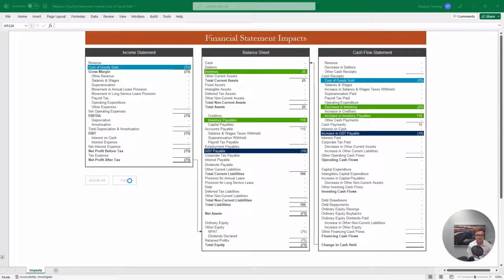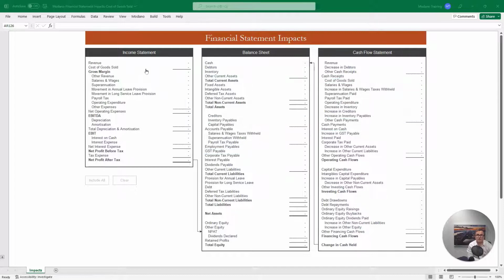However, for the purposes of this video, when we're analysing the impacts of cost of goods sold within a 3-way financial model, we would expect to see cost of goods sold hitting the income statement and the cash flow statement, and therefore balancing the balance sheet.